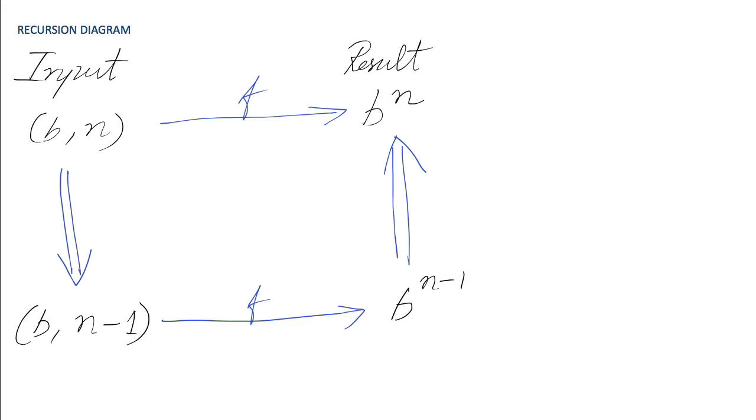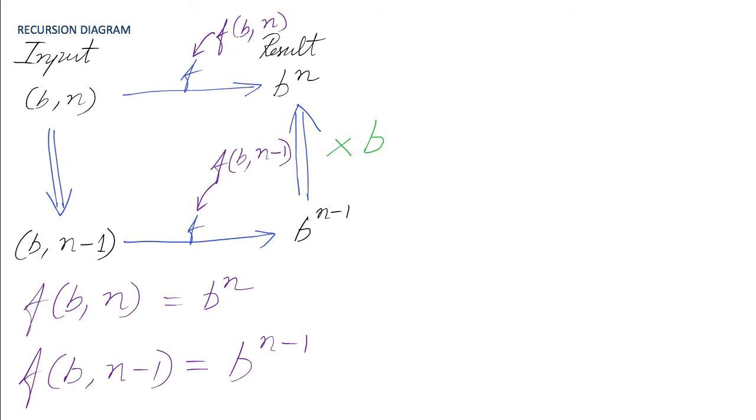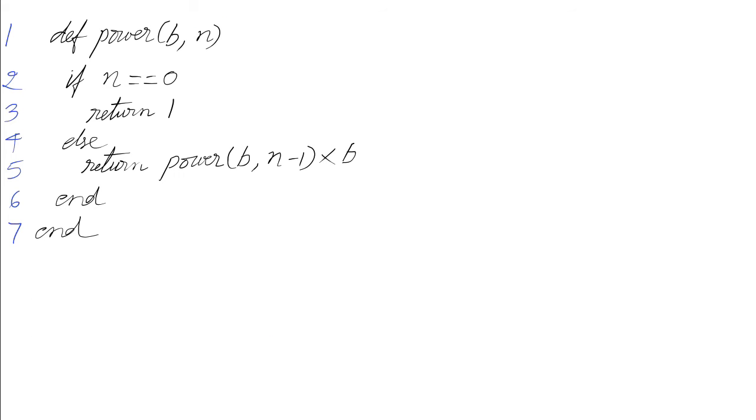What do we need to do in the combine step to the result of the subproblem to get the result of the original problem? We need to multiply it by b. The function for the original problem is f of b, n. The function for the subproblem is f of b comma n minus 1 equals b to the power n minus 1. We assume to know the solution to this function. We can now write the code.